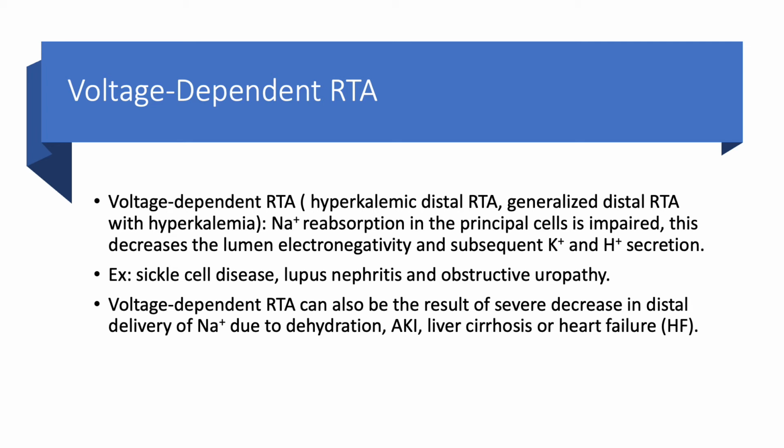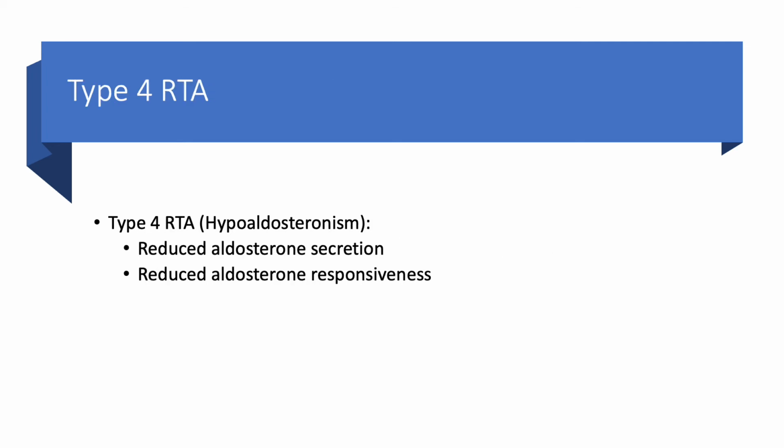So we said, again, hyperkalemic RTA can be either voltage-dependent or type 4 RTA. What about type 4 RTA? Here again, and I apologize, I know it's complicated. You have to listen to it and refer to it more than once. Believe me, I still refer to the classification every time I come across a case. It's not easy. Type 4 RTA is by definition hypoaldosteronism. And hypoaldosteronism can either be due to reduced aldosterone secretion or due to aldosterone resistance, reduced aldosterone responsiveness, okay?